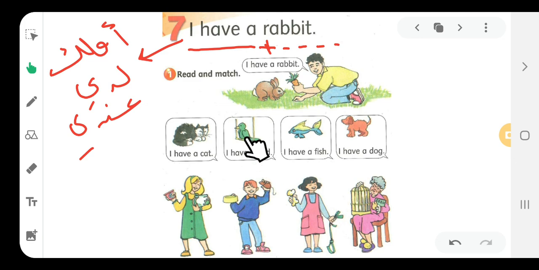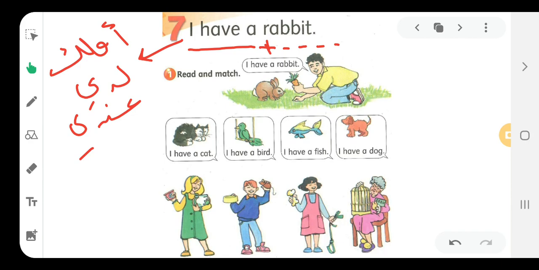Okay, let's describe this pet together. What's this? Yes, it's a bird. It's big or little? It's little. Okay, what color is it? It's green. It's a bird. It's little. It's green. Okay, describe it. Okay. It's a fish. It's little. It's blue and yellow. Describe it. It's a dog. It's big. It's brown. Okay. Brown.